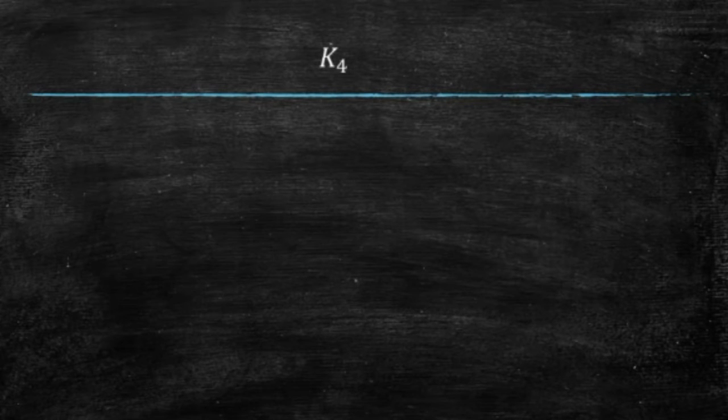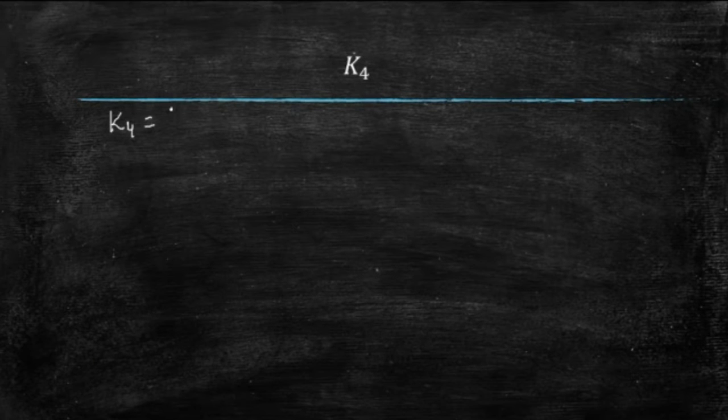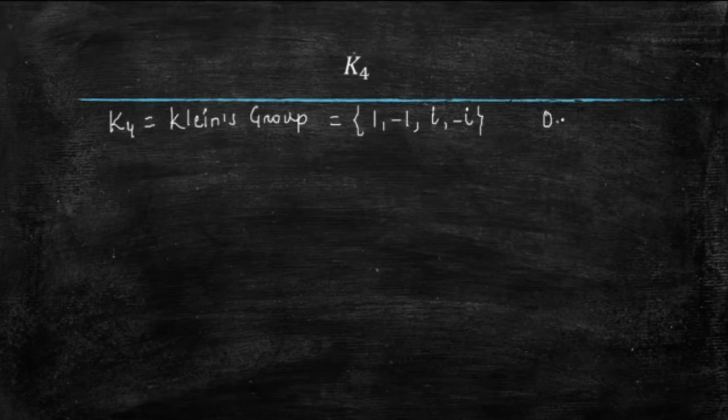Let us see some groups that are very important and special in our case. K4, known as Klein's group. So basically we have to prove that this is a group. It contains 4 elements and hence the suffix 4: 1, minus 1, iota and minus iota. The binary operation on this particular set is ordinary multiplication of complex numbers. And now let's see whether this set with this operation becomes a group or not.